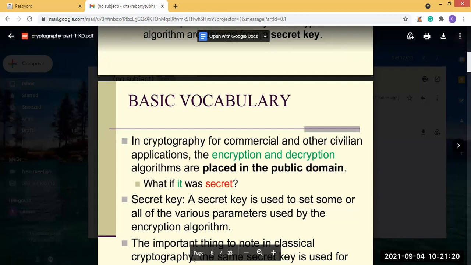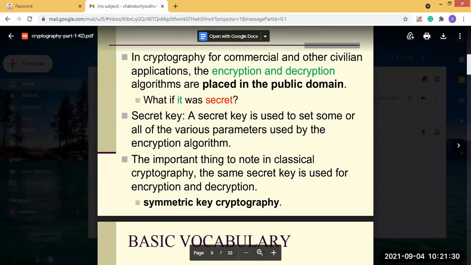Now the important thing is that in classical cryptography, or previously, the same secret key is used for encryption and decryption. Whatever key through which the encryption is done, the same key is used for the decryption also.